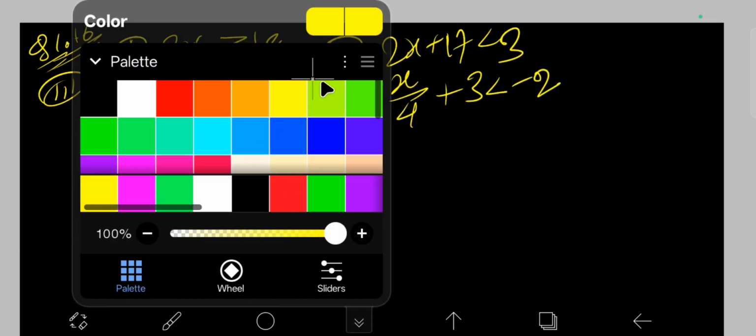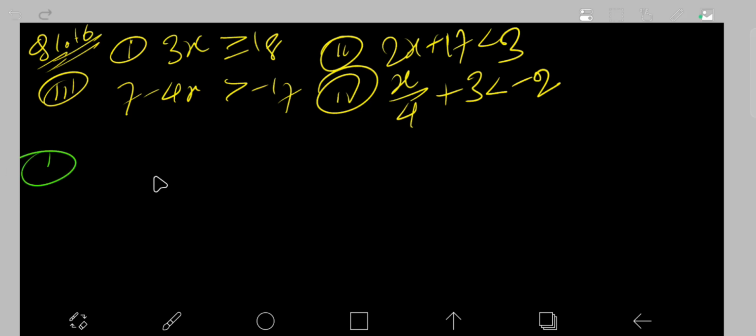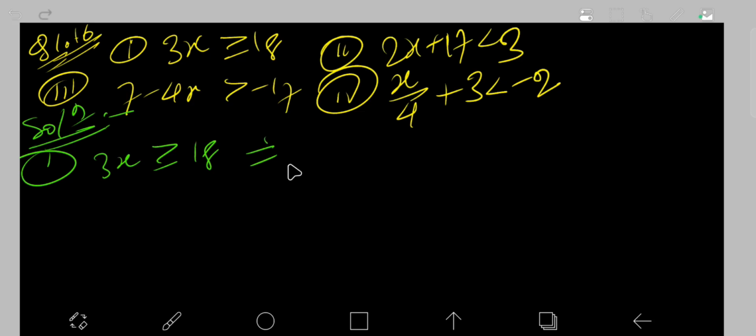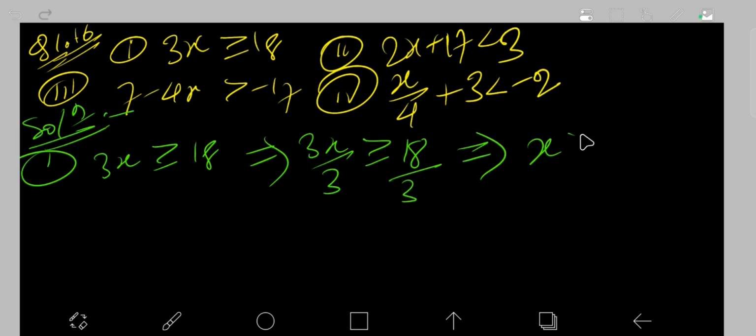Here we firstly solve one by one. In the first problem, how do we solve this one? We solve this inequality and write the solution in interval form. So firstly we take this question, 3x greater than or equal to 18. When we divide both sides by 3, then we get x greater than or equal to 6.